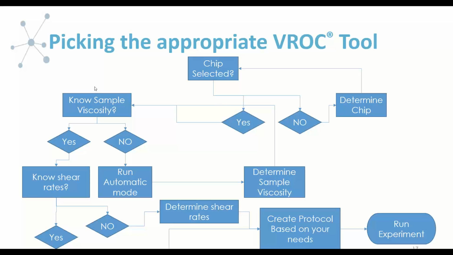Do you know the sample viscosity? No. Run automatic mode and then determine the sample viscosity. And if the sample viscosity is appropriate for your chip, you can then proceed with the shear rate sweep you want to run, or your temperature sweep at that specific shear rate, and create a protocol based on your specific needs and run your experiment.